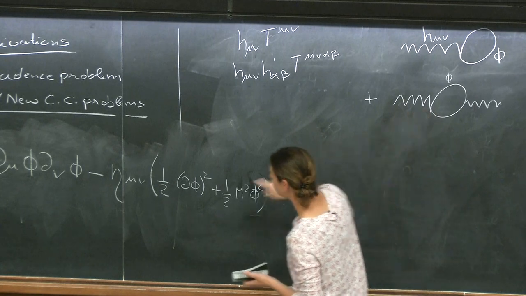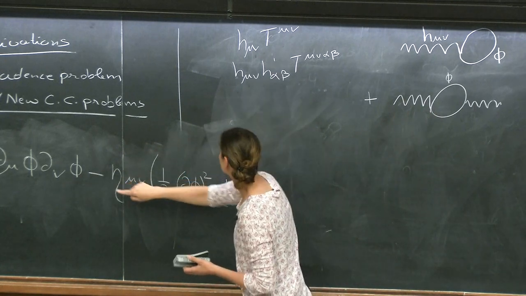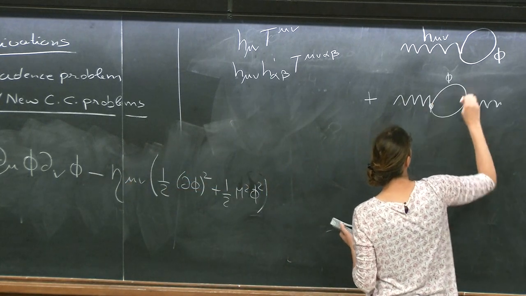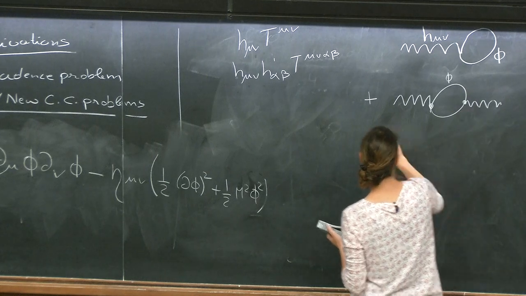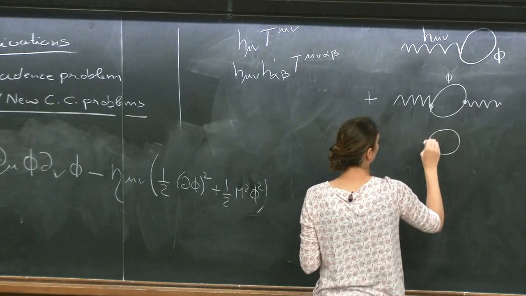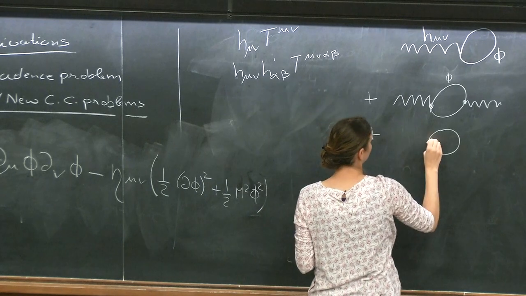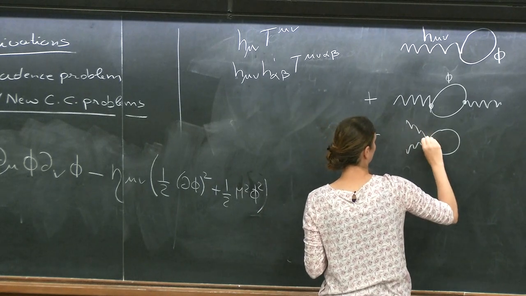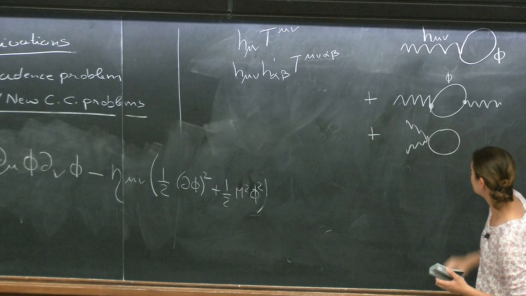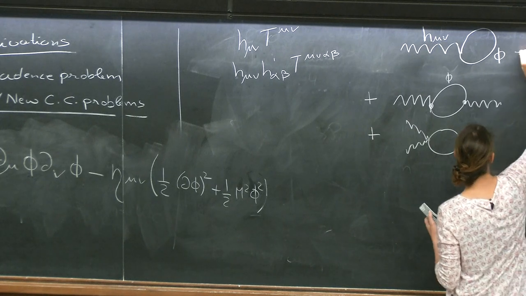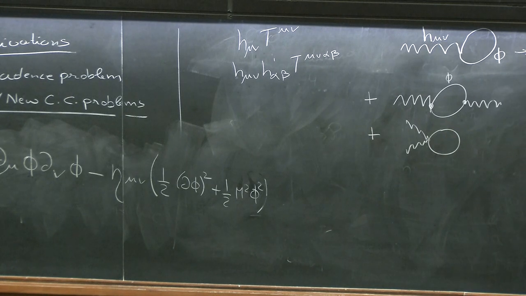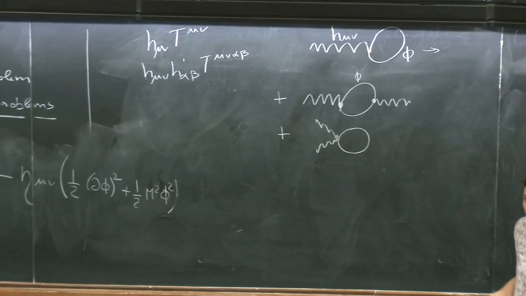So this is coming from an interaction like that in here, at that vertex, and an interaction like that at that vertex. But you also have something that goes from here. So two H's connecting to two phis in here. So that's going to give a contribution in the one loop effective action for H.